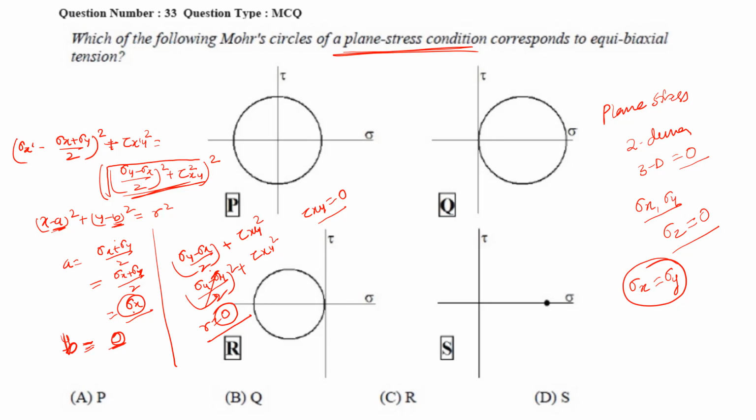So for this Mohr circle, the radius is 0 and the center of this circle is such that A is equal to sigma x and B is equal to 0. So this corresponds to some value of sigma in the x direction, and the radius will be 0. So this will be just a point, with some value in the x direction and y coordinate 0, something like sigma x. So this is your correct answer. Now let us move to the next question.